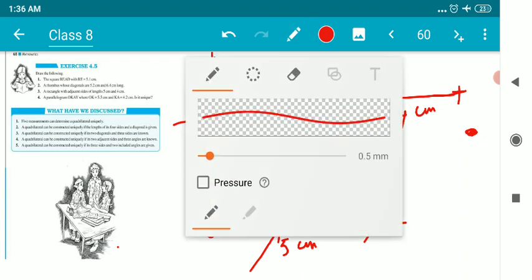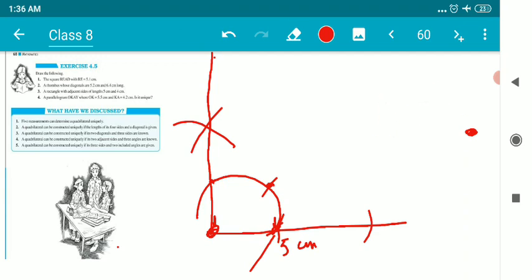Okay. Now, children, what we have to do? I'll just take the measure of 4 centimeter. Or we can do it later also. Now, children, place the needle of your compass at this vertex.